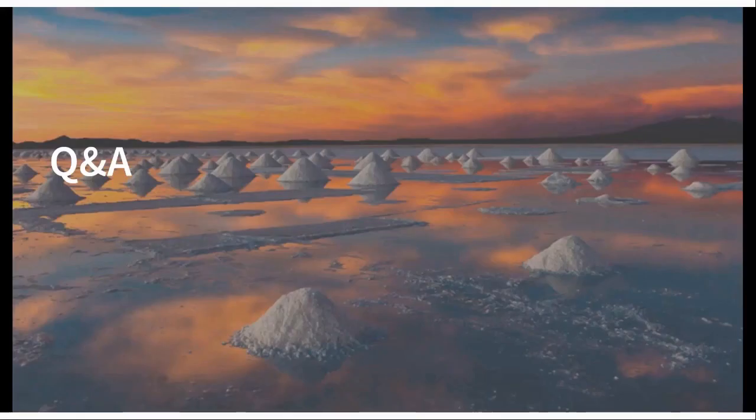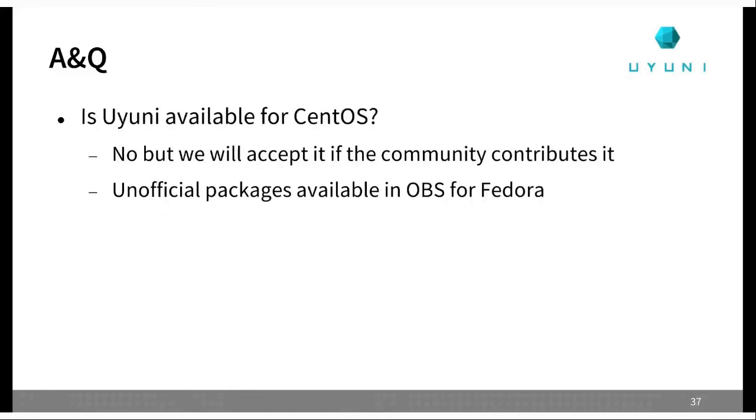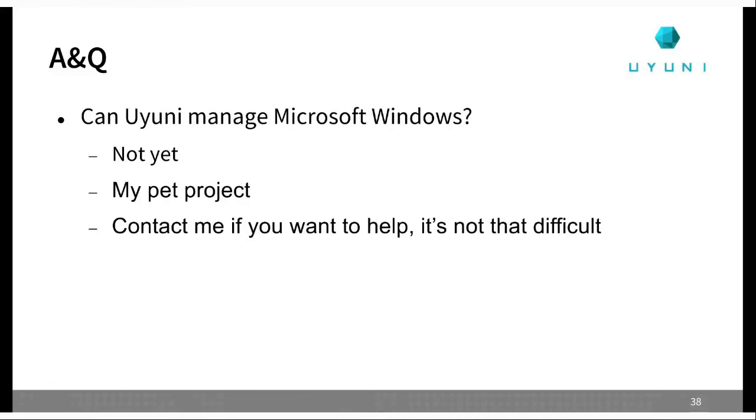And a usual question I get: CentOS, is it supported? Essentially everything, even app streams, which do not work with Spacewalk. And in the release coming in 2 weeks, you will also be able to pick the app streams from the UI. Currently, you need to type them. Is it available for CentOS? No. If someone from the community contributes it, we will gladly accept and we are able to help. But SUSE will not do that.